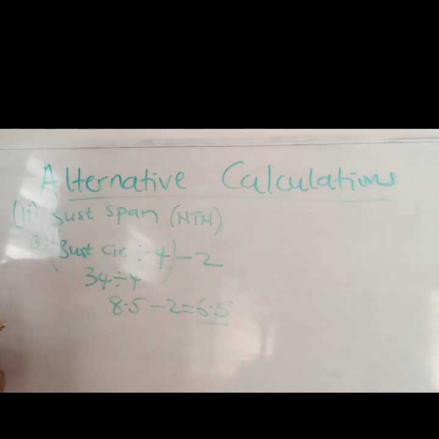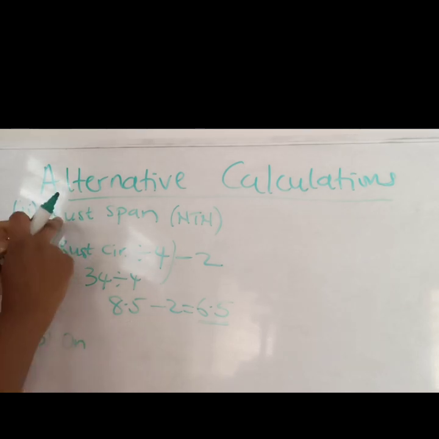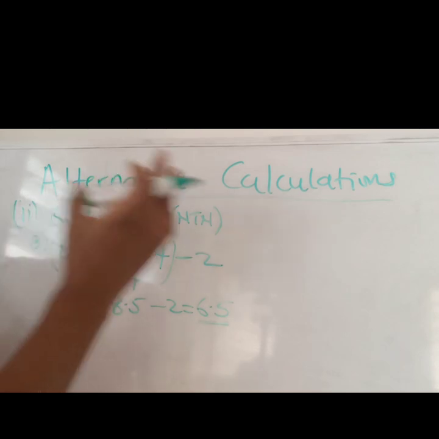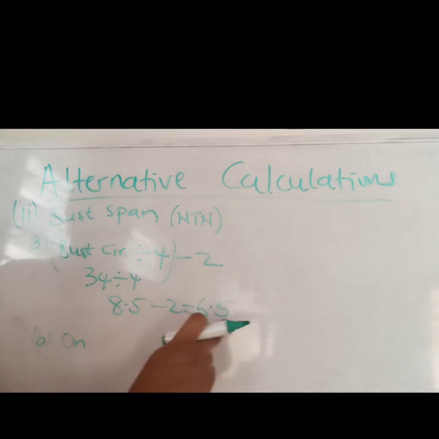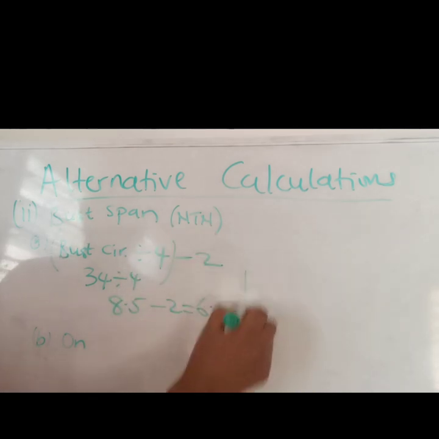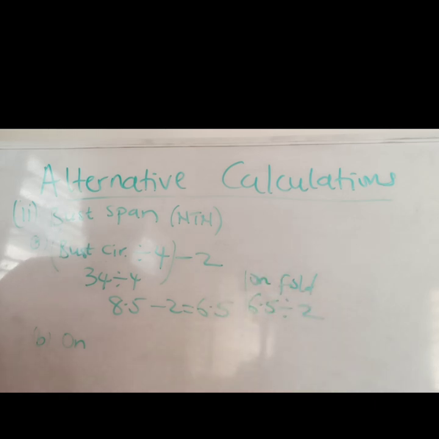Another way to calculate this bust span is when your fabric is unfolded. This one is the bust span from one nipple to another nipple. So if you are going to fold your fabric into two, you know that you cannot use this 6.5 directly. You will now have to divide it. You will divide 6.5 by 2 and it will give you 3.25.